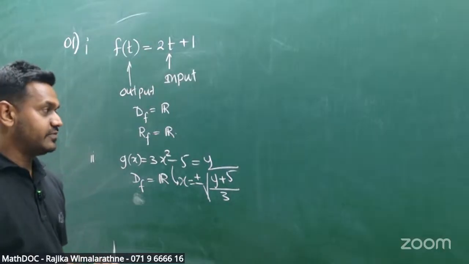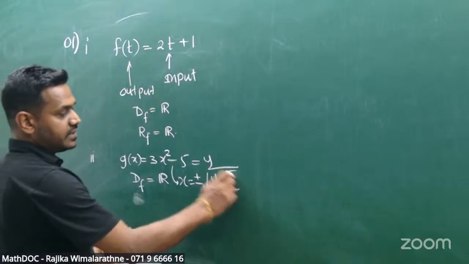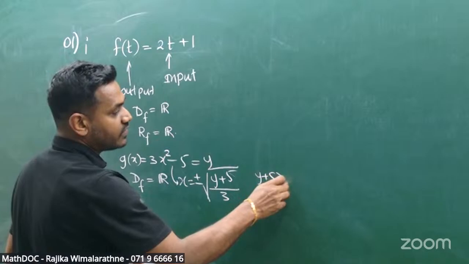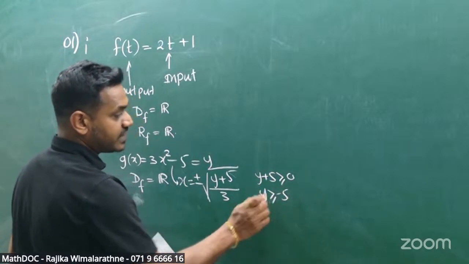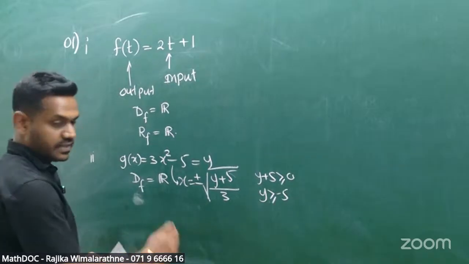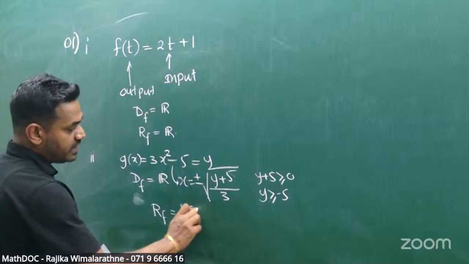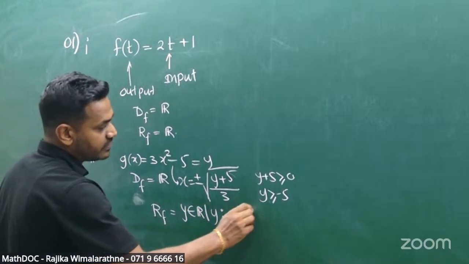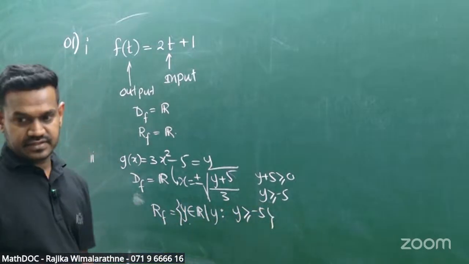Possible values of y. If you have any doubt, just drop me a message, okay? Then here, within the square root, the value must be non-negative. Then y plus 5 is greater than or equal to 0. Then y is greater than or equal to minus 5. This is our range. Therefore, here you can write the range: y is an element of the real set such that y is greater than or equal to minus 5. Here, second one, range.